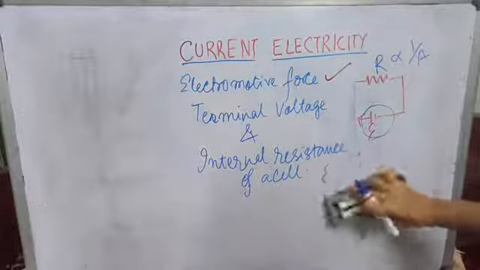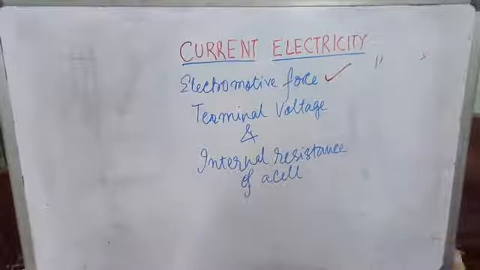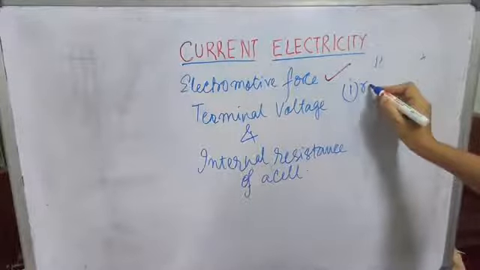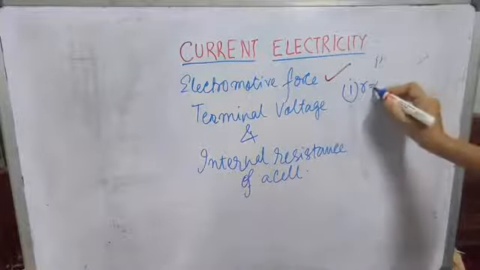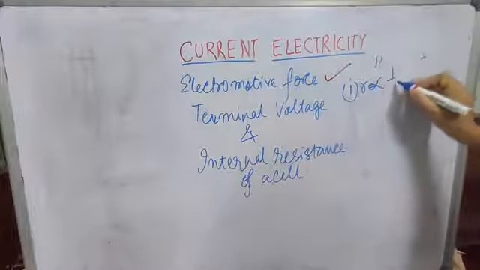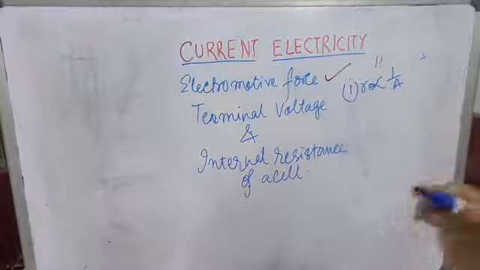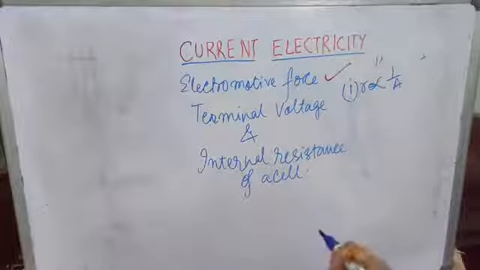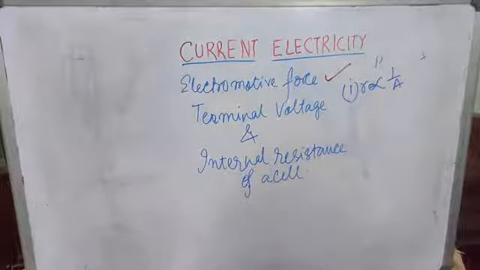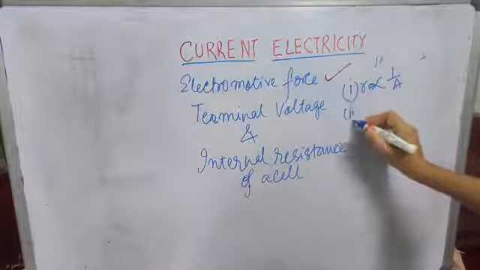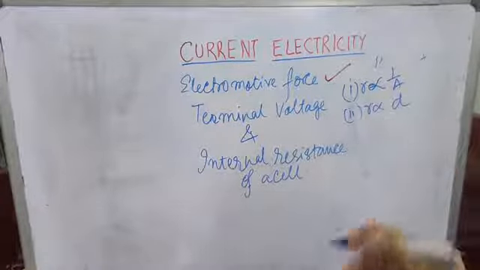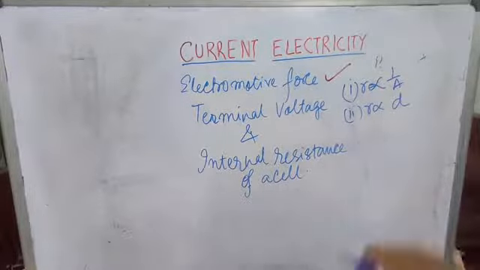So internal resistance depends on four factors. First of all, internal resistance is denoted by small r. Internal resistance depends on the surface area of the electrodes; it is inversely proportional to the surface area. The first factor in case of resistance was the length of the wire. Here also, internal resistance depends on the distance between the electrodes. It is directly proportional to the distance between the electrodes.